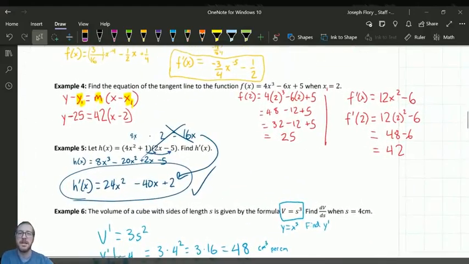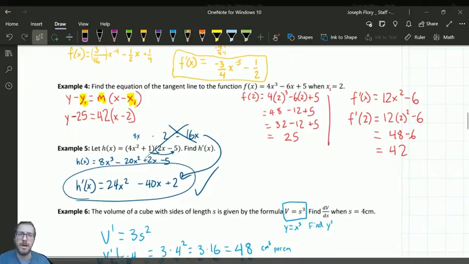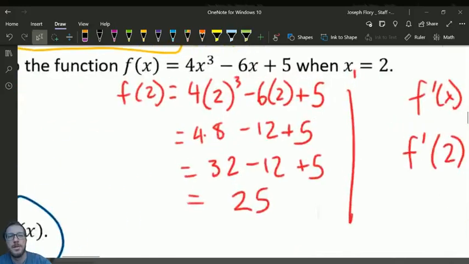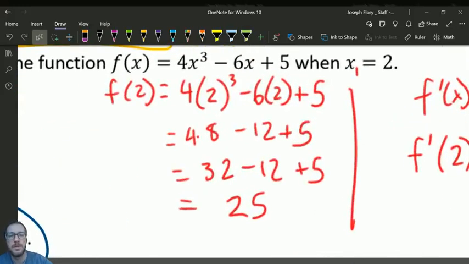All right, let's see. Real quick. Example 4, we got a tangent line function. All right, we know that we're going to be asked to find tangent lines going forward. Same type of question we could have been asked last unit, but now we have a shortcut to find the derivative. All right, so plug that 2 into your function to find the y value. All right, your y1 is 25.